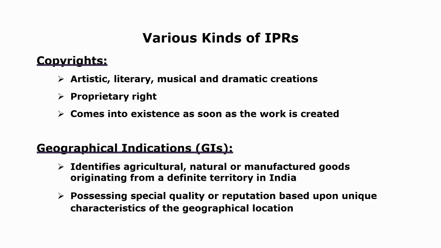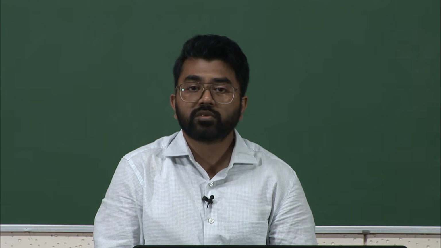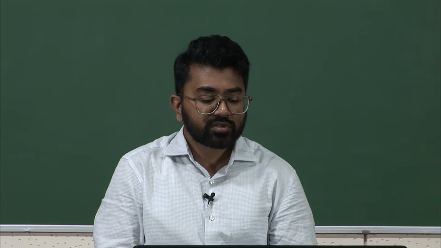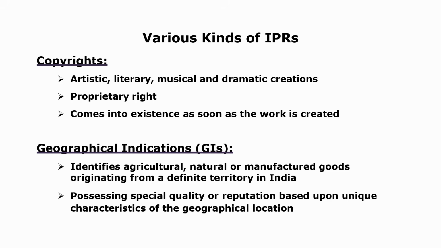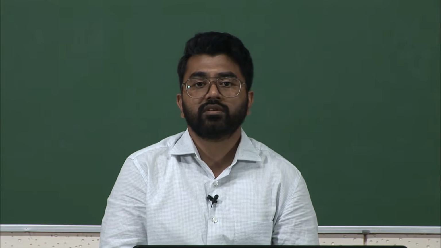Geographical indications, that is the next one, basically identify agricultural, natural or manufactured goods originating from a definitive territory in India. So, geographical indicators are sometimes manufactured goods or specific things which are specific to a country. They possess special quality or reputation based upon unique characteristics of the geographical location. So, certain things are very native to a certain place, right.